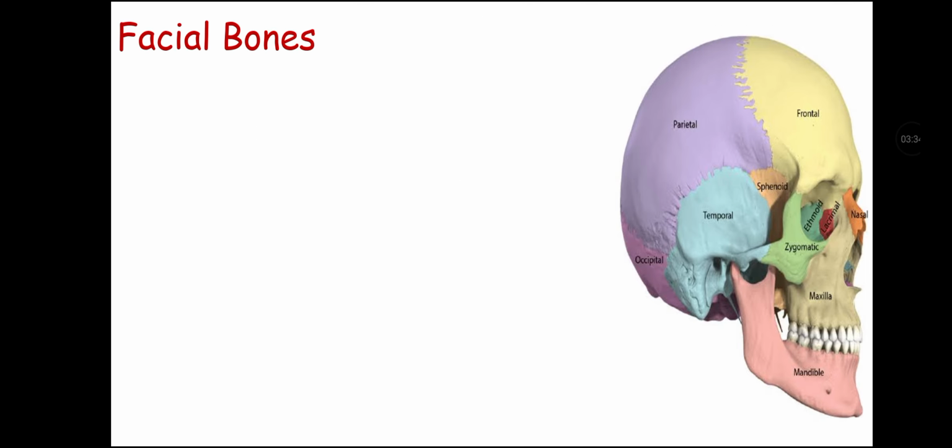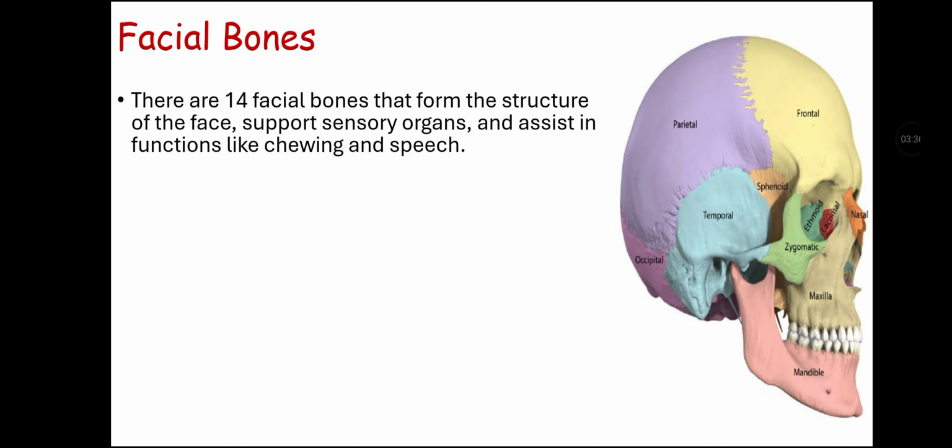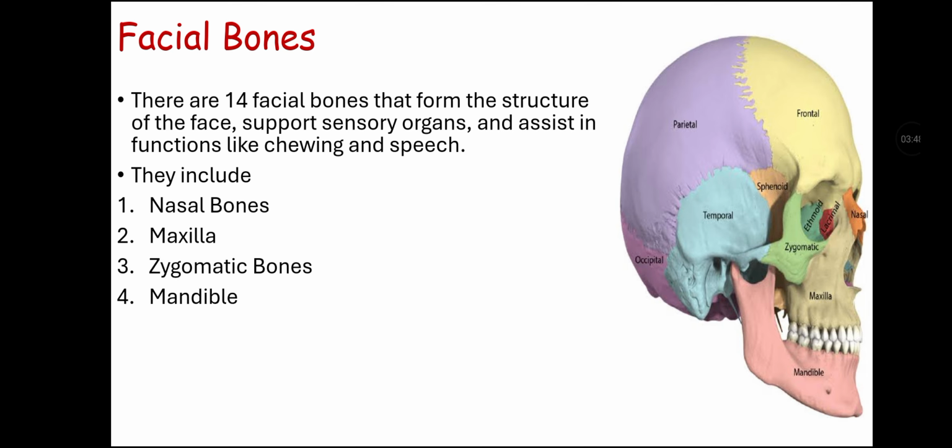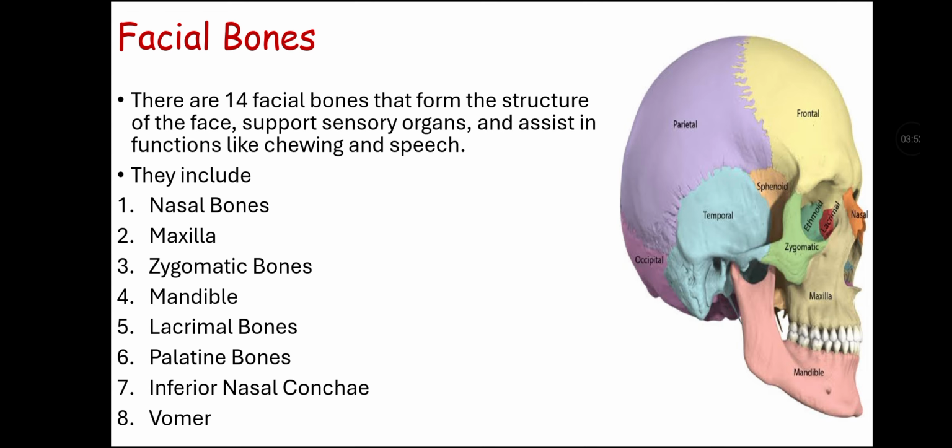Now let's talk about facial bones. There are 14 facial bones that form the structure of the face, support sensory organs and assist in functions like chewing and speech. They include nasal bone, maxilla, zygomatic bone, mandible, lacrimal bones, palatine bones, inferior nasal conchae and vomer.